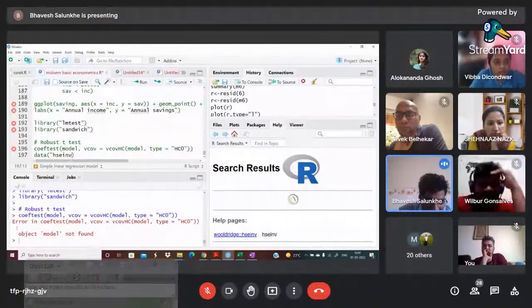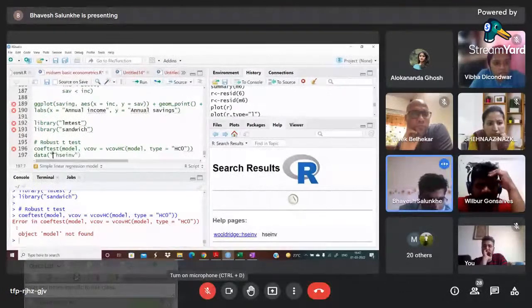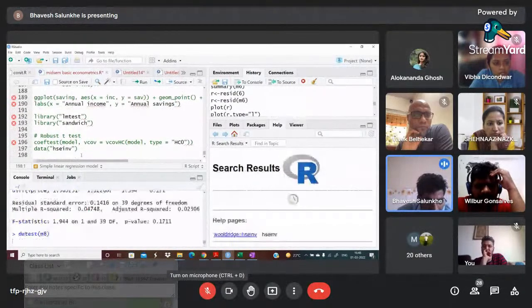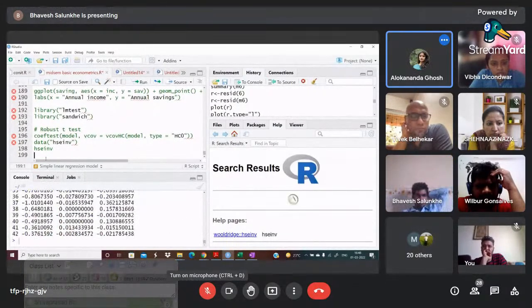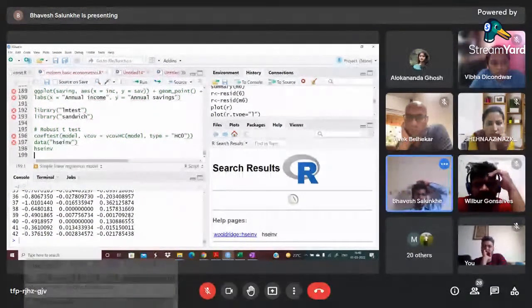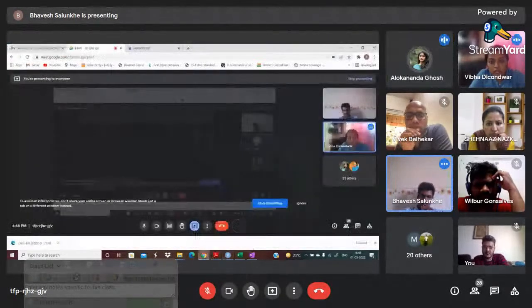I don't know why this is happening. Can you see it from the script? There is some problem with this. In double inverted commas, now it has come. So this data you just run like this, and then you type HSEINV again. The data will be shown. Okay, it's coming.